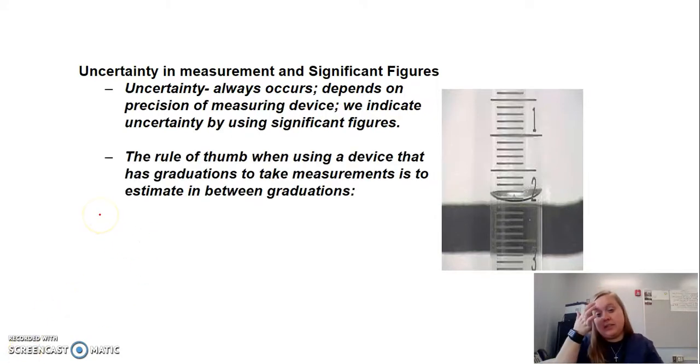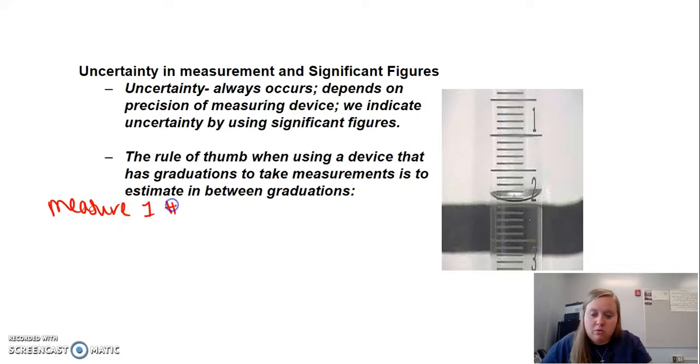But when you're looking at a piece of lab equipment, the general rule, as it says here, is that you need to look at the numbers in between your graduations. One thing I like to say is that you're going to measure one number past what's known. If we look at this graduated cylinder here, this line is 2.0 milliliters, so I know it's above that, so I know it's at least 2 milliliters.